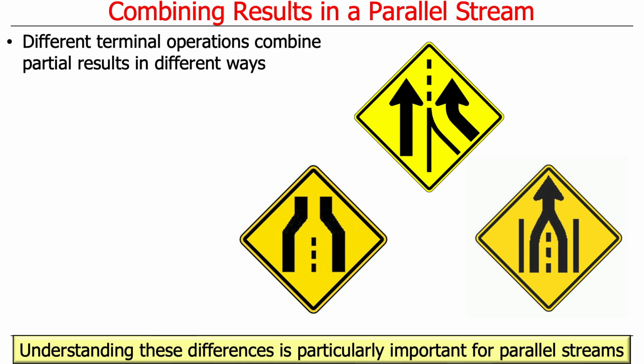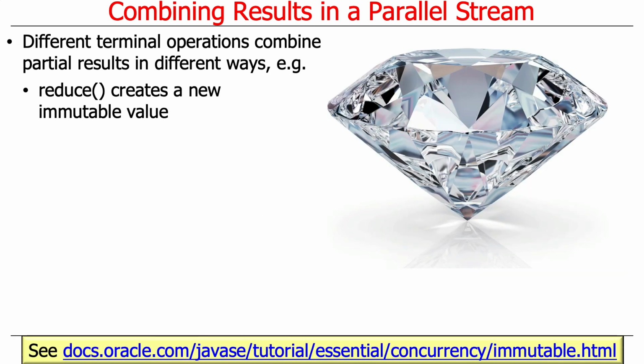The key thing to remember, however, is that different terminal operations combine partial results in different ways. And these differences matter for parallel streams. They don't really matter for sequential streams because they're not combining things. So here's what you need to remember. Reduce creates a new immutable value and expects to have immutable values.